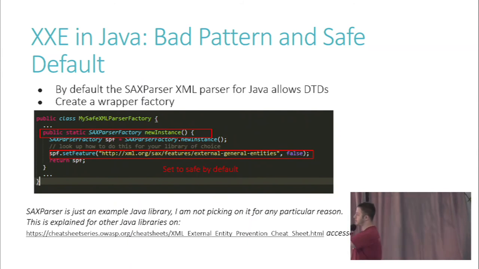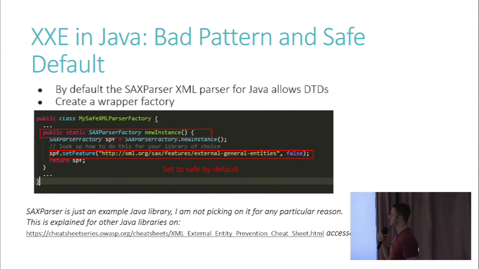And by the way, I'm just picking on this particular Java parsing library just because I found it. There's nothing particular about it. Nearly all of them have this problem. So whatever one your company is using or the developers like to use, I highly recommend you just wrap it and then make your own, like, MySafeXMLParser.